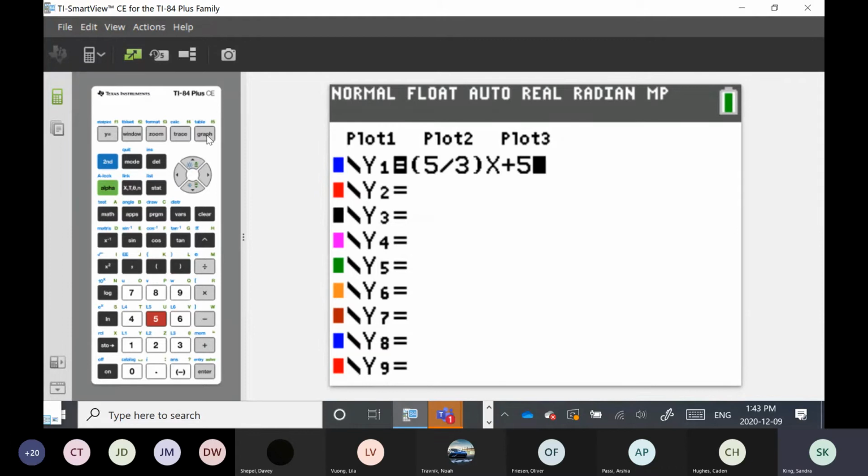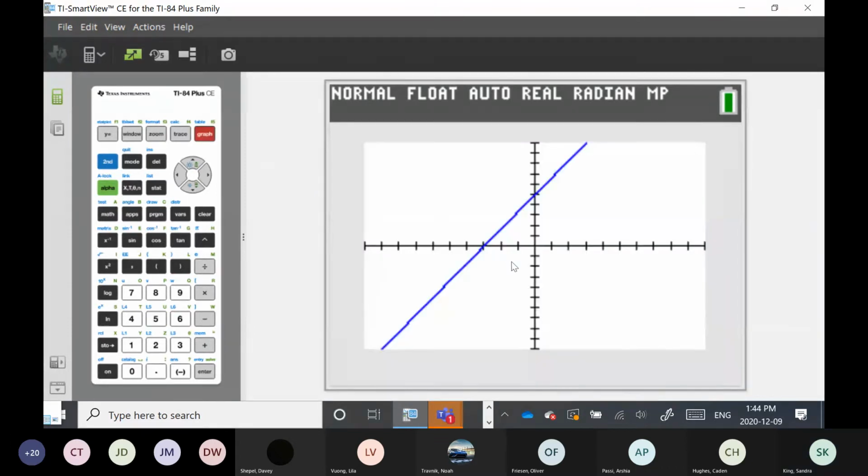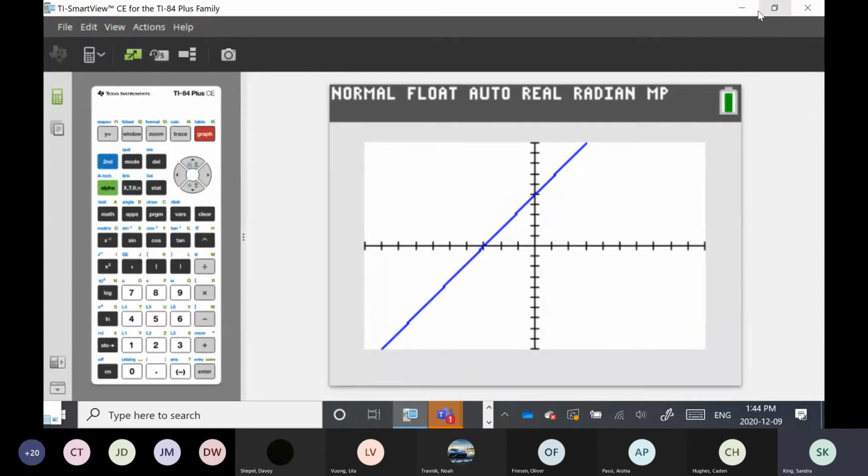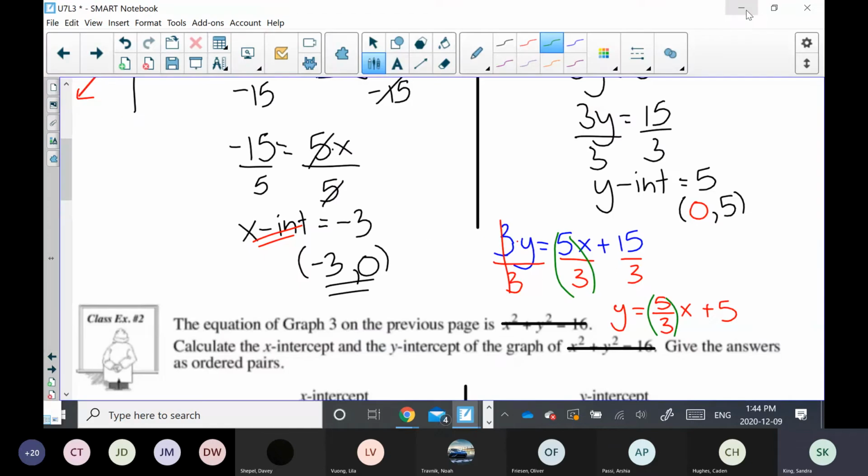If I graph this, my y-intercept is at 1, 2, 3, 4, 5, which is what we had. And my x-intercept is at negative 1, negative 2, negative 3. So it's exactly what we had. Okay.